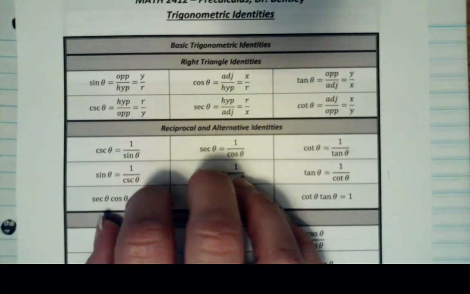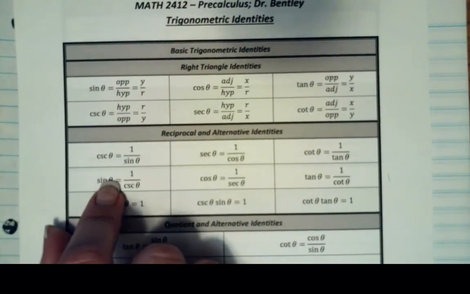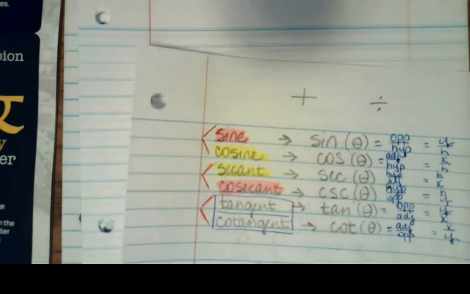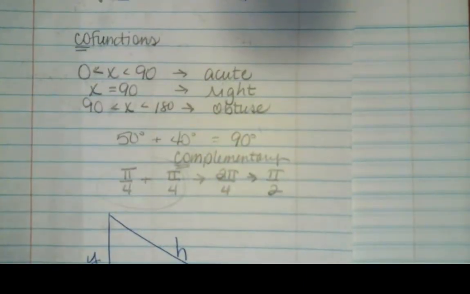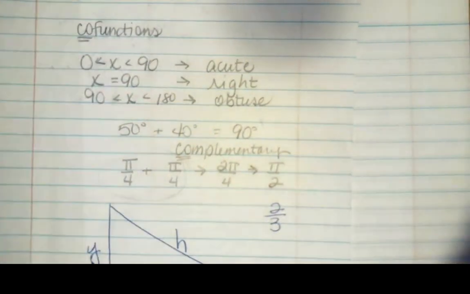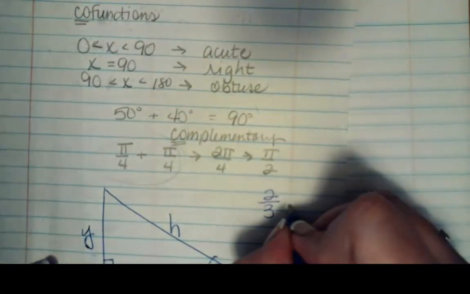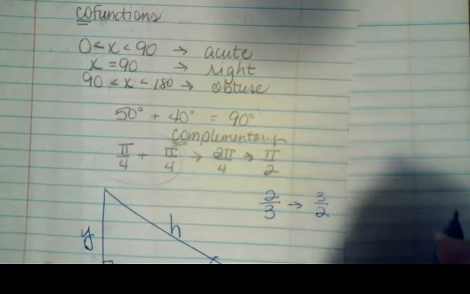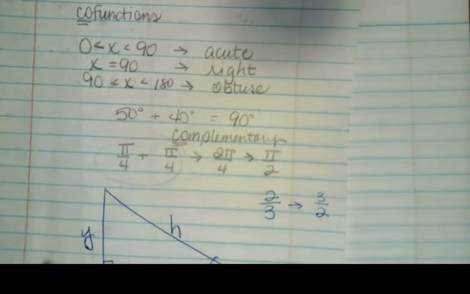So another way to look at these is a reciprocal is just the flip of a fraction. So go back to arithmetic for just a second. If I take 2/3 and I flip it to get the reciprocal, I get 3/2, correct? So I can do that same thing with a ratio.